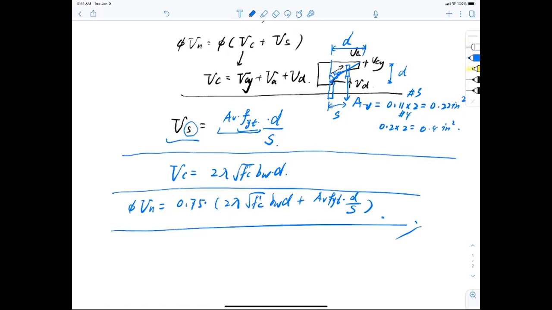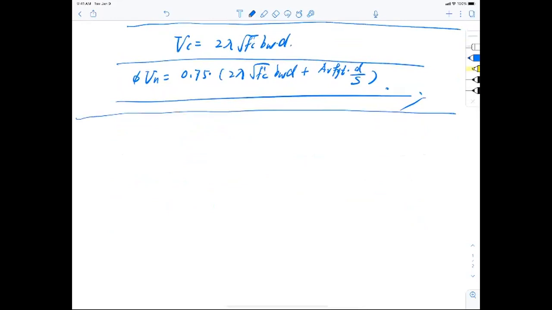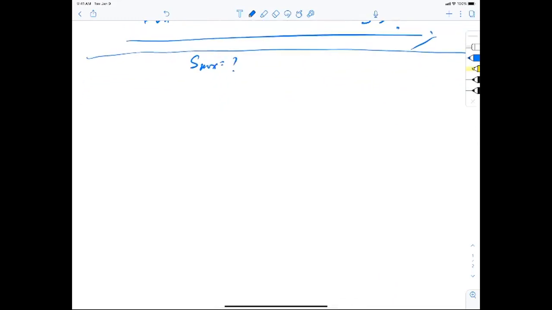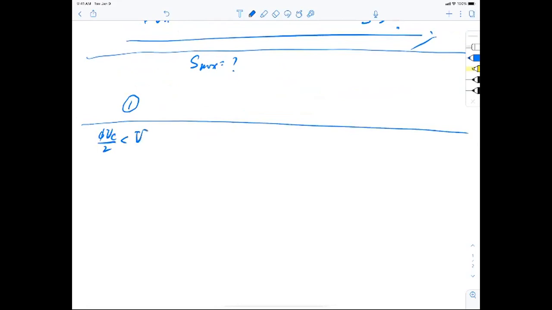All right, now this is theory. Quick recall: how about spacing, s max? Oh, that's a long story, isn't it? So long that we even made a table out of it. So what is this table here, folks? Something to do with the concrete. So category one: if Vc divided by 2 is greater than Vu, what does it mean?